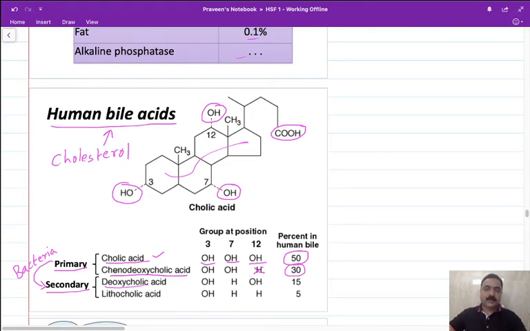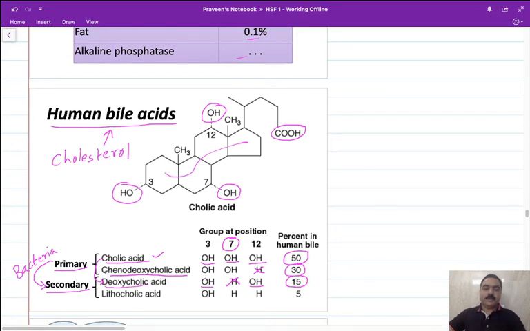Okay, so now what does the bacteria do? The bacteria cause the conversion of cholic acid to deoxycholic acid by removing the hydroxyl group from the 7th position. So this does not have a hydroxyl group in the 7th position, but the 3rd and 12th positions remain. So it still has 2 hydroxyl groups. Okay, so it can still be useful. It is almost 15%.